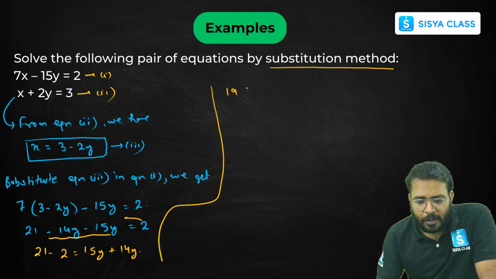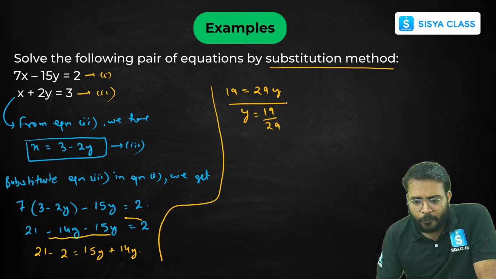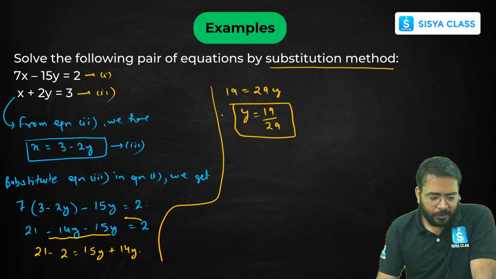You will get 19 is equal to 29y. Yes or no? That means the y value is what, beta? 19 by 29. What is the value of y? The value of y is what, beta? 19 by 29. Understood my point, sir?